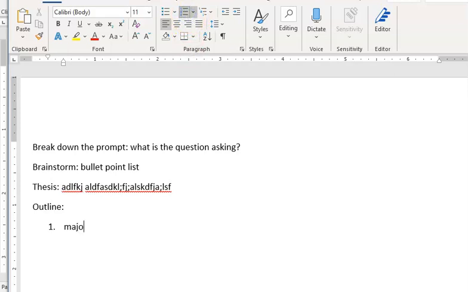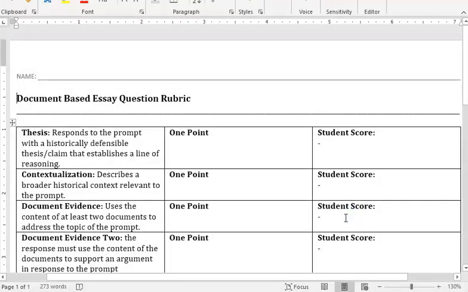For that outline, keep it super basic. You have a major piece of evidence, and you can use doc 1, doc 3, and then you just go through and make it. So just keep it simple, keep it bullet point. Breaking down the prompt so you know what's actually being asked will help you effectively answer it. Brainstorming gives you lots of info. A good thesis is an easy way to get some points. And this quick bullet point outline is going to help you use the 45 minutes as effectively as possible. So don't forget to go through those steps.